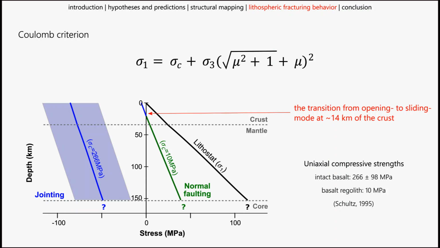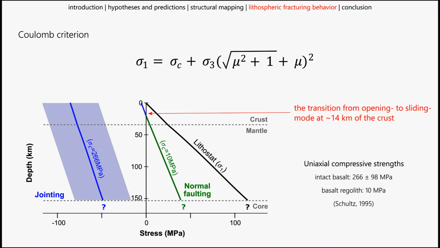At first, we consider intact basalt with a sigma c of 266 megapascal. The resulting profile lies completely on the negative side, which represents tensile stresses, and therefore only jointing can occur in this case. However, no lithosphere is or ever was intact.